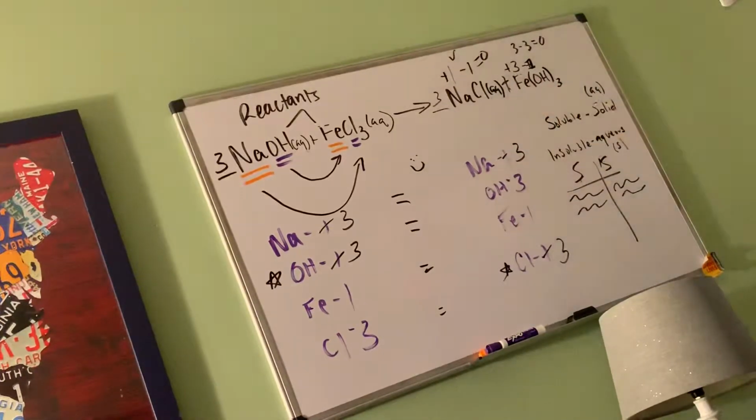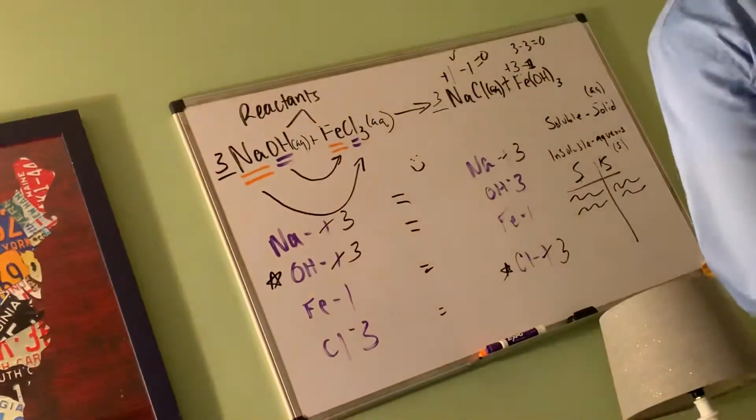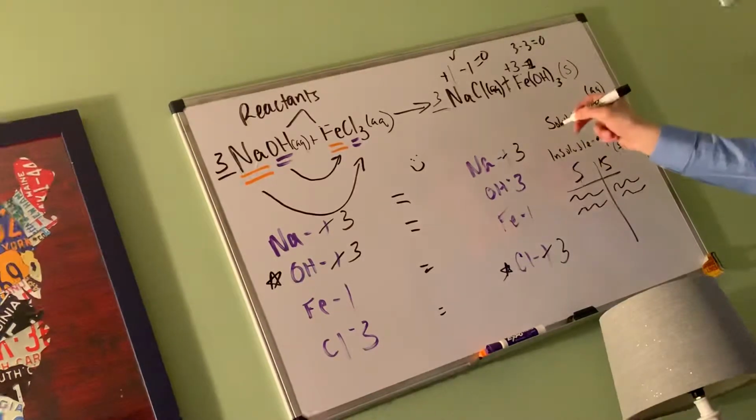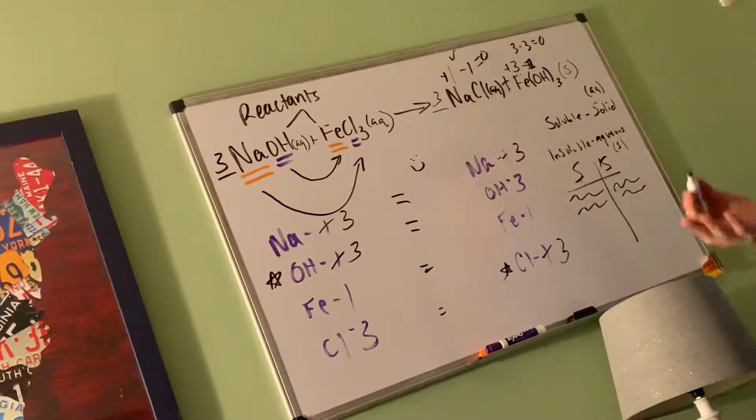And now we have to look at hydroxide. Hydroxide is insoluble except for group 1, which iron is not, and strontium, barium, and ammonium. Iron is none of those, so that's solid. And that is our final answer.